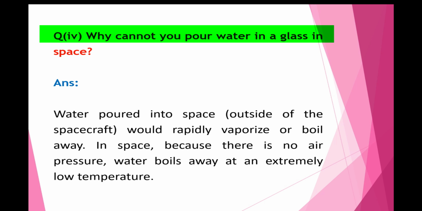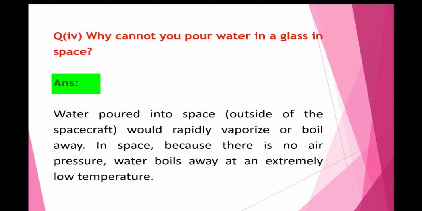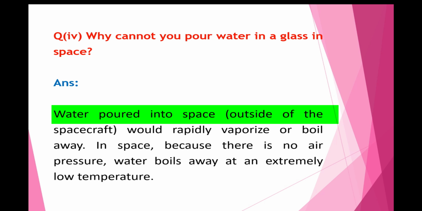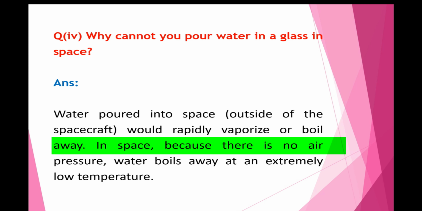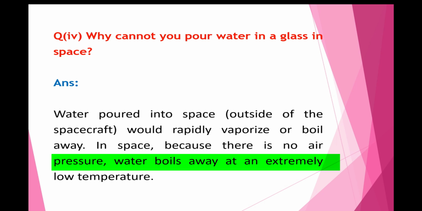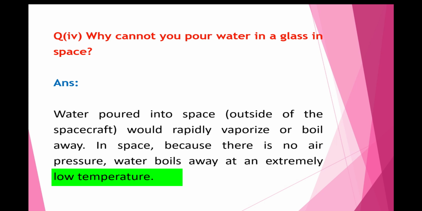Question number 4. Why can't you pour water in a glass in space? Answer. Water poured into space, outside of the spacecraft, would rapidly vaporize or boil away. In space, because there is no air pressure, water boils away at an extremely low temperature.